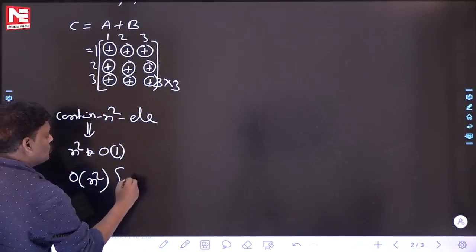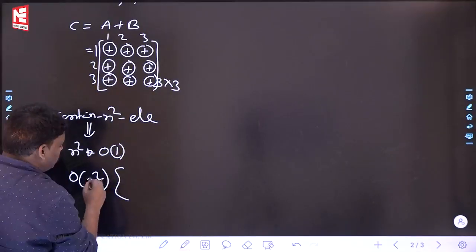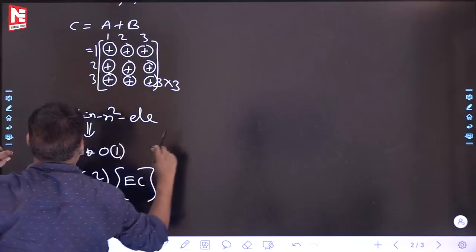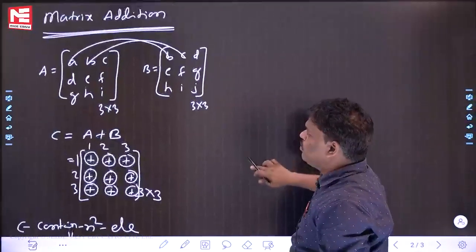Right? So adding two matrices of size n by n will take time complexity order of n square, in every case: best case, worst case, average case. It is very easily I explain to you. Let me repeat, for those people who were disturbed a little bit also.